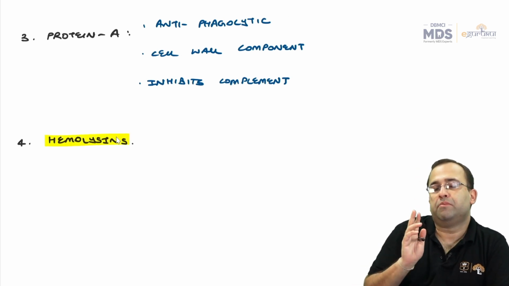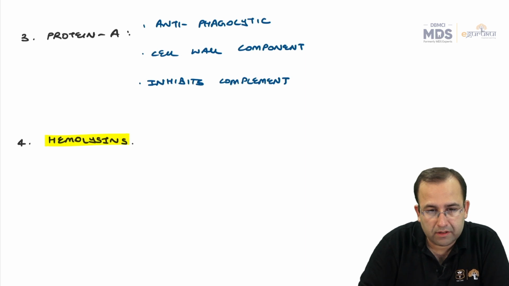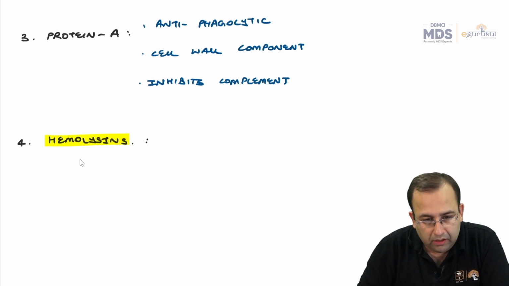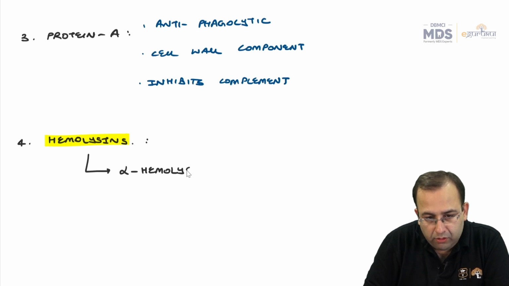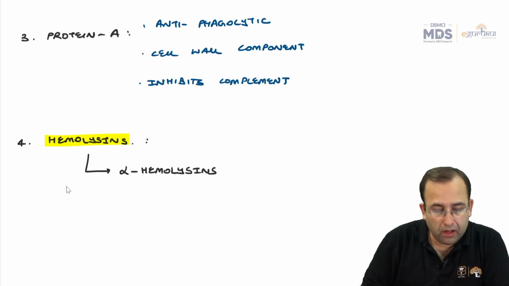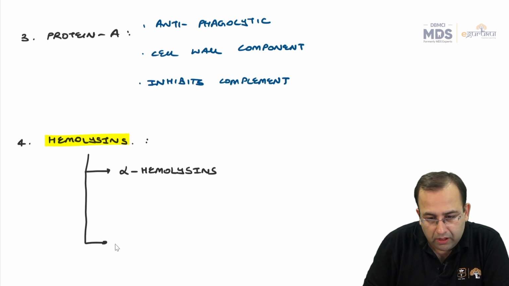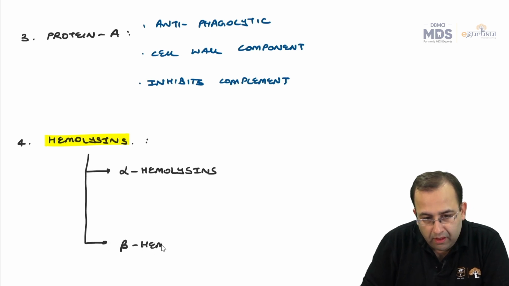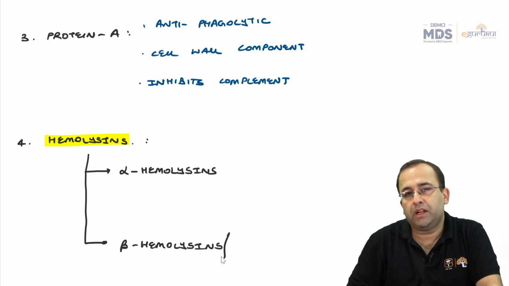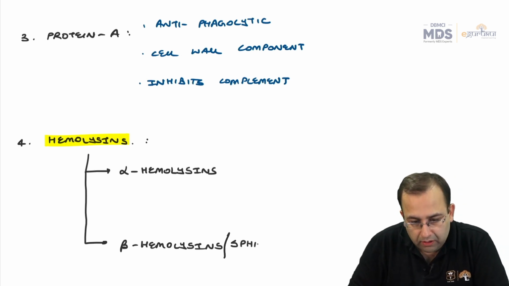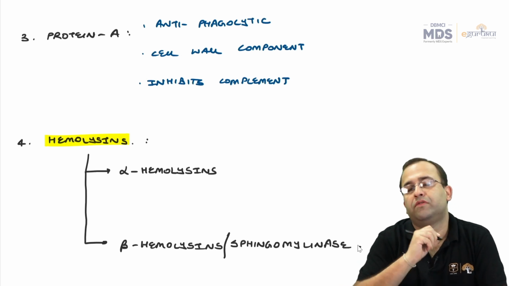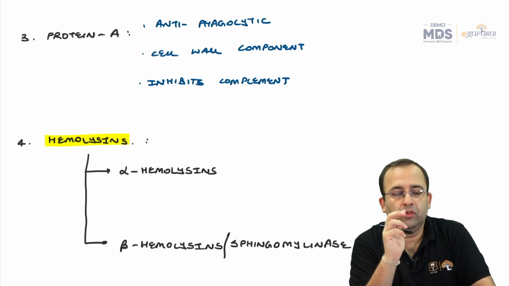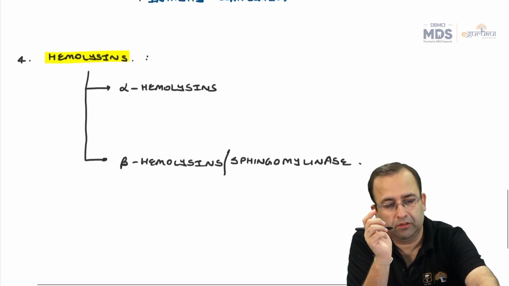Hemolysins are of two main types, alpha and beta. Let us first start with alpha hemolysin. Hemolysins are of two types, alpha hemolysins, leave 2-3 lines below this, and beta hemolysins. Beta hemolysin is also called sphingomyelinase. So there are two types of hemolysins, alpha and beta.